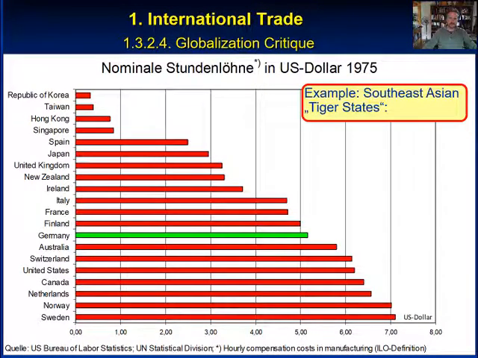This diagram shows the hourly average wages measured in dollars in the year 1975 for the East Asian tiger states and a group of developed countries. Clearly, hourly wages in the tiger states had been typically much lower than the wages for the developed countries. The country with the lowest hourly wage rate in the year 1975 had been South Korea.